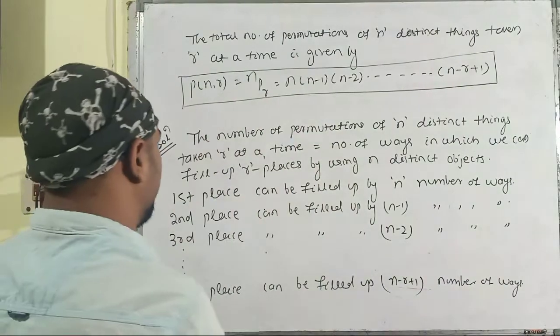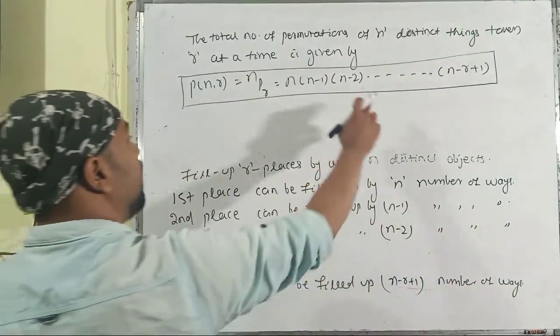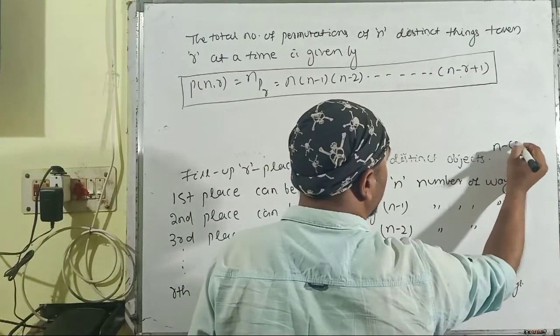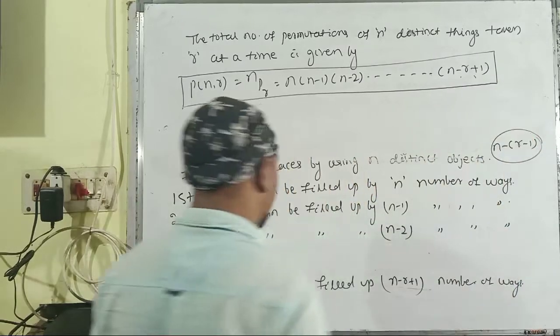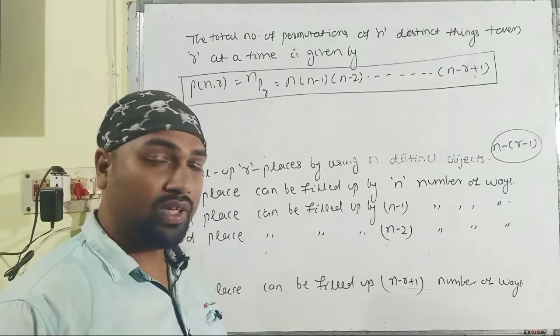You can also write down here, in place of n minus r plus 1, you can also write down n minus r minus 1. You can also write down in place of this. Okay, so this is the proof of the first theorem based upon the topic permutation.